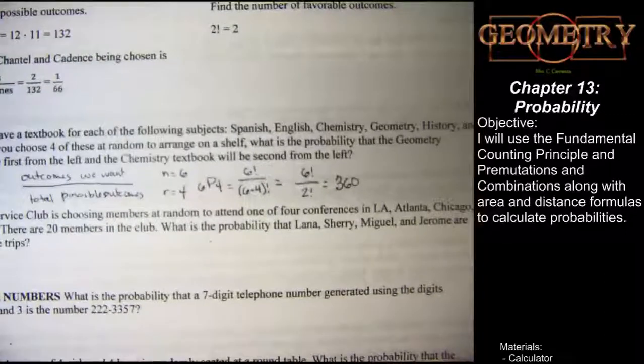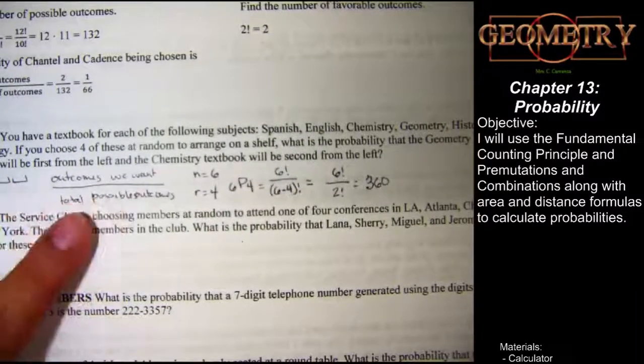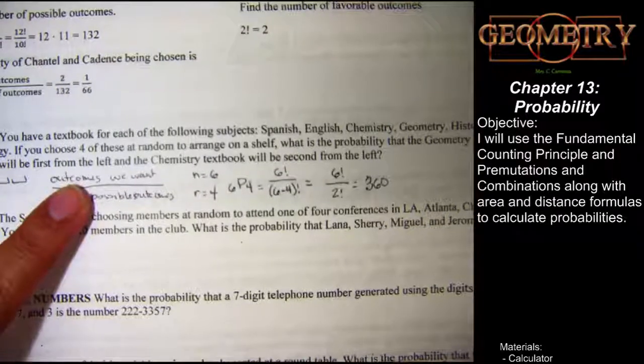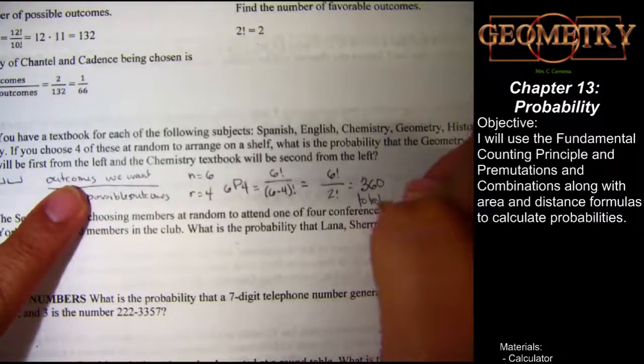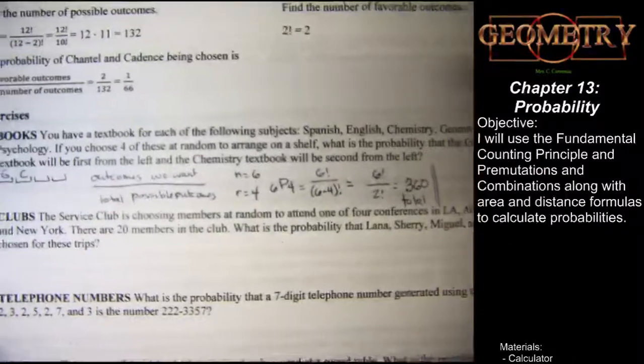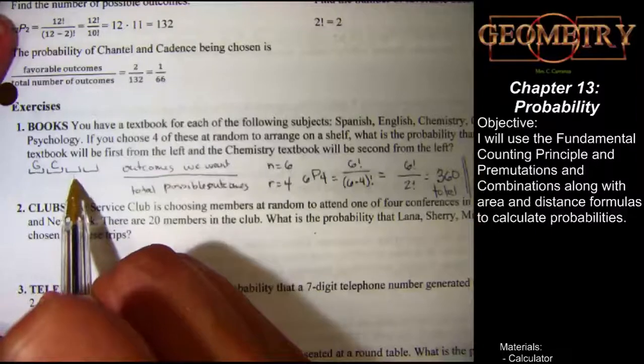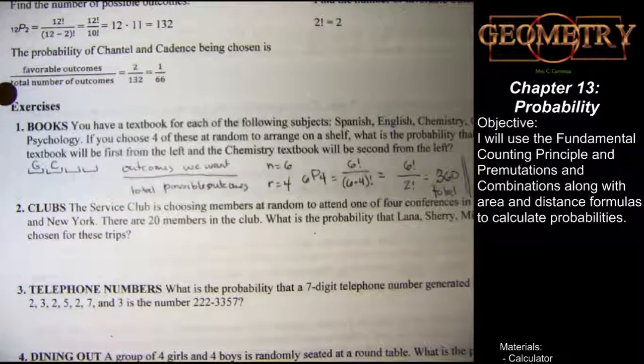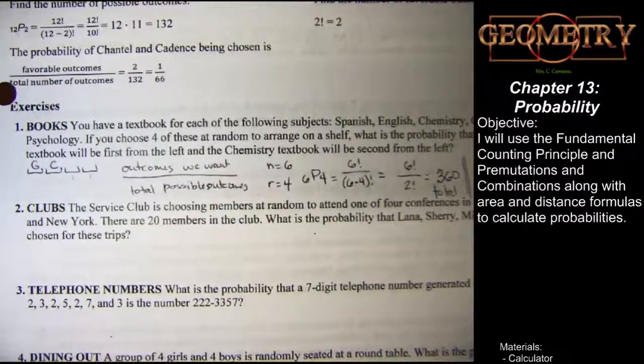So 360. So there's a total possible outcomes of 360. Now we want to know how many possibilities are left for these 2 positions. After we've selected geometry and chemistry, how many textbooks total are there for us to choose from? 4. Because we had 6 textbooks total. We've already selected 2. We have 4 left that we can choose from.